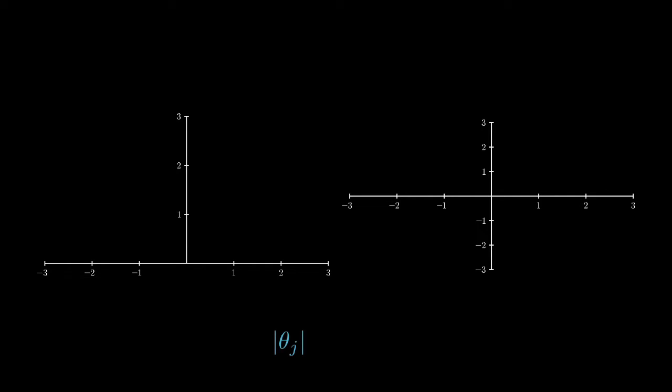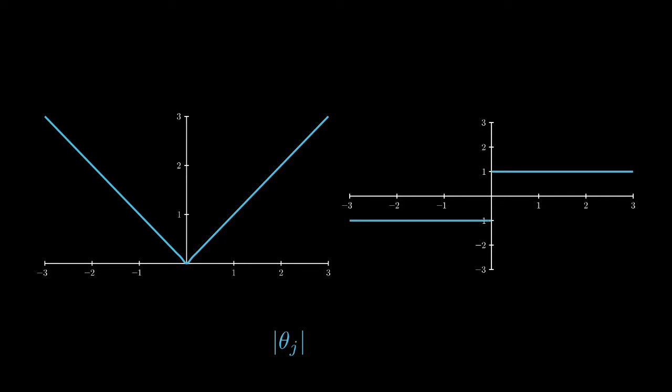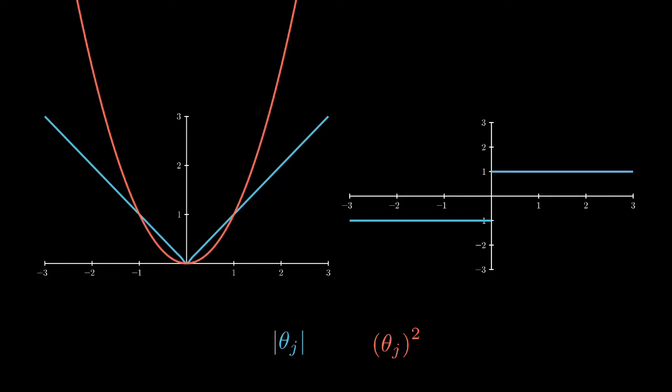On the left, you can see the plot of the absolute value of theta sub j over possible values and the derivative, rate of change, of this function on the right. The derivative here is constant, approaching 0 from both sides. Comparing the plot on the left to the plot of theta squared, which we saw in the L2 loss, it's clear that we are penalized more for having many large parameter values under L2 loss.